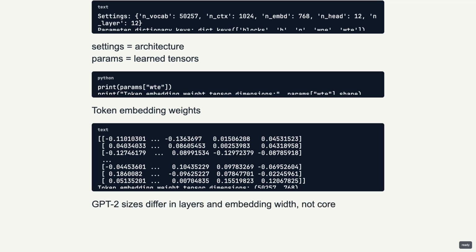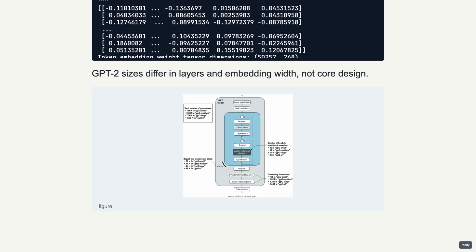The smaller and larger GPT-2 variants share the same overall blueprint. What changes is how wide the embeddings are and how many times the repeated transformer parts appear, so the same loading code can still work across model sizes. The figure compares the GPT-2 family side by side. Track the repeated transformer blocks and the embedding width, because those two values are what change from one model size to another.